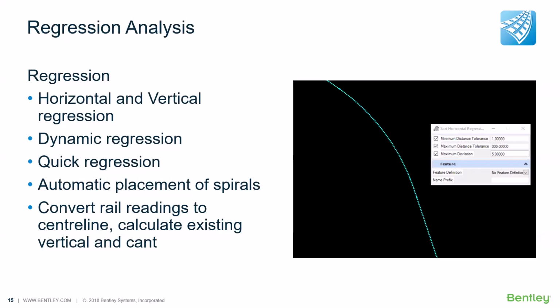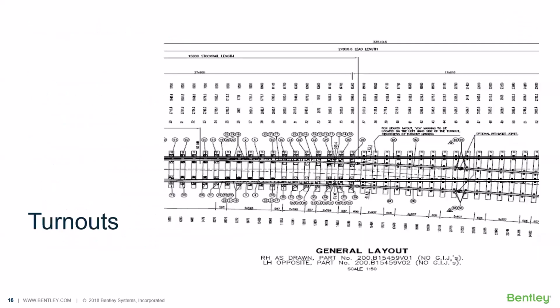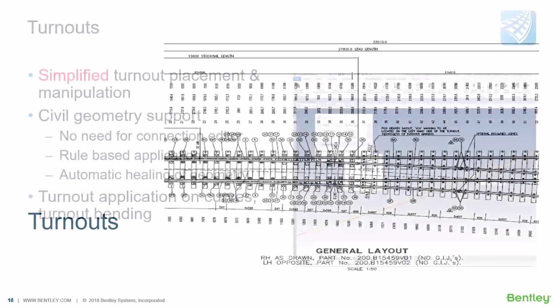And then you have the ability to place your spirals and transitions automatically. So that's one of the best things that you can come across over here. Next thing that we have is going to be turnouts, another tool that's being provided by OpenRail Designer. Now, when we come across turnouts, we generally see that there is a library existing. So what do we have about it?